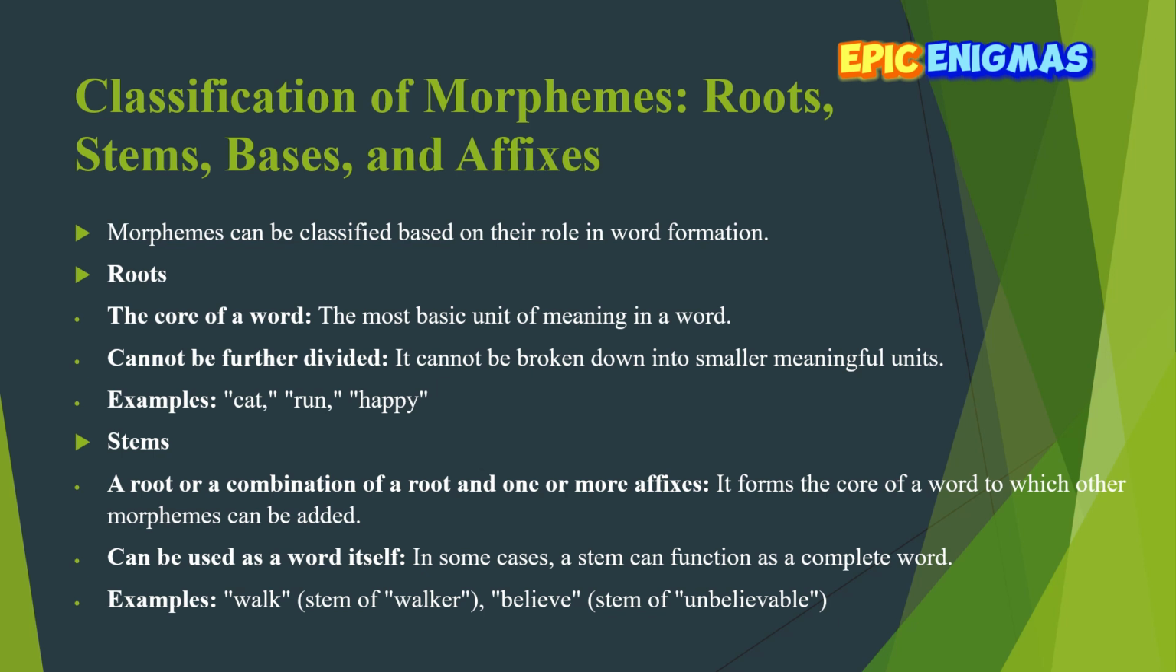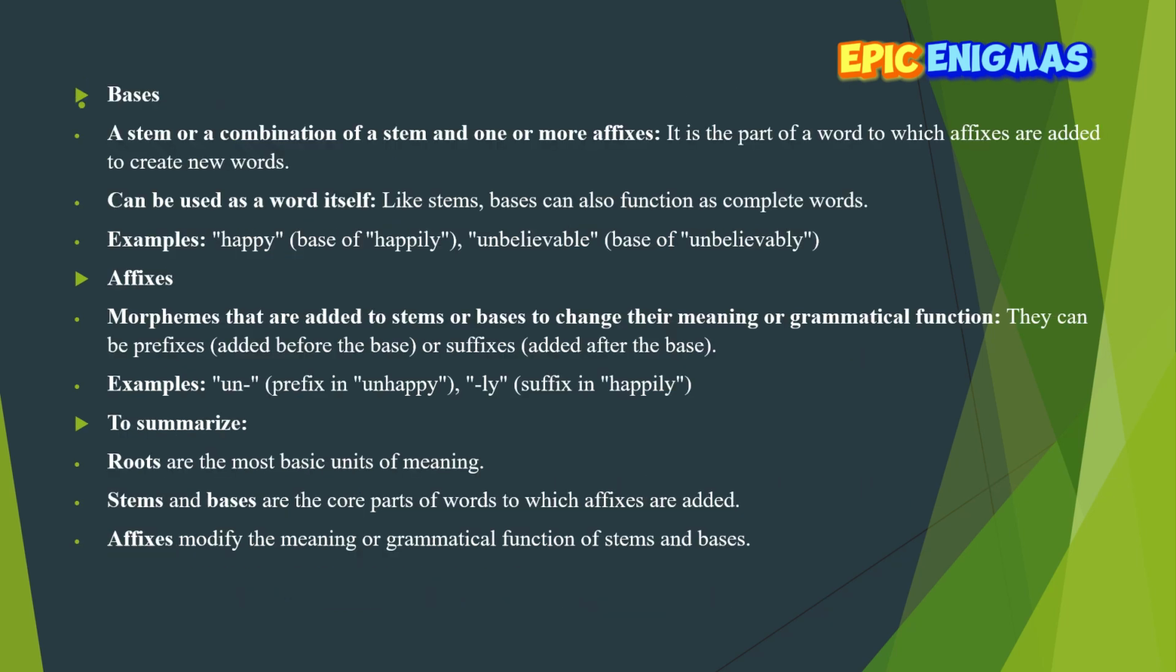Then we have stems, a root or a combination of a root and one or more affixes. It forms the core of a word to which other morphemes can be added. It can be used as a word itself. In some cases, a stem can function as a complete word. For example, walk, stem of walker. You see, walk is a stem of walker. Believe, a stem of unbelievable. It can stand as a word on its own.